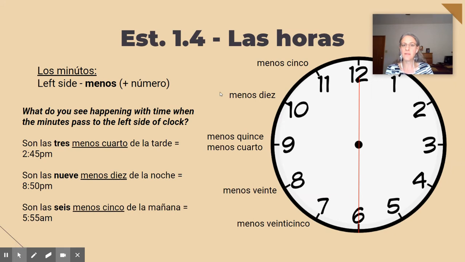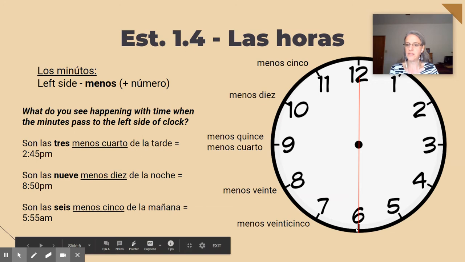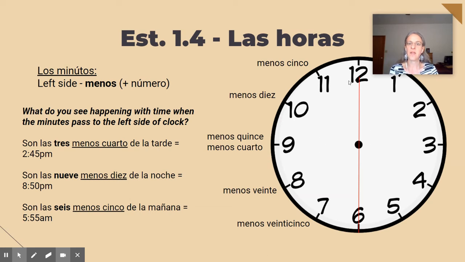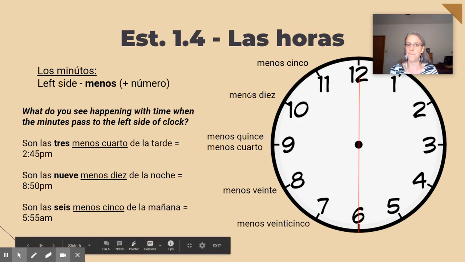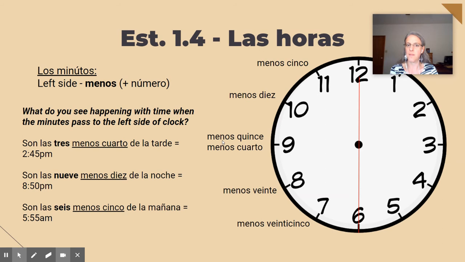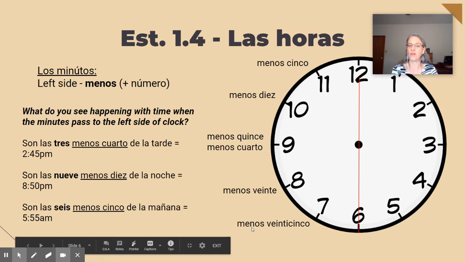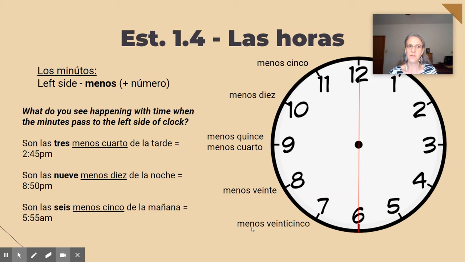So what happens when minutes go past the 30-minute mark, right? So what are we going to say when it's 31 minutes to 59 minutes on the clock for an hour? We're going to do a little investigation. So first of all, what do we see? I don't see the word y here with these numbers. Instead, I see the word menos cinco, menos diez, menos quince or menos cuarto, menos veinte, menos veinticinco. And where do we recognize that word menos from? Because we just used that in our test that we took with números.